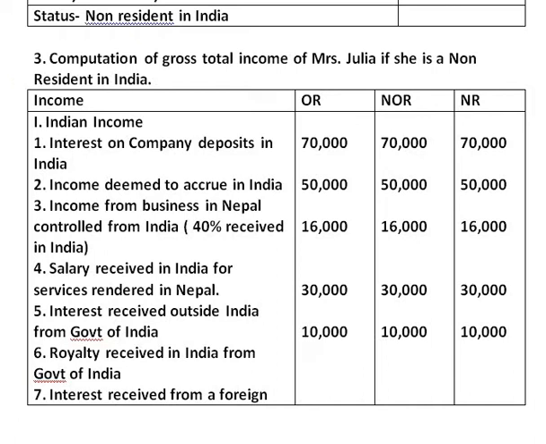Next is royalty received in India from Government of India. Royalty received from Government of India, again an Indian income, is taken in all the three columns. It amounts to 20,000. Take amount 20,000 in all the three columns.